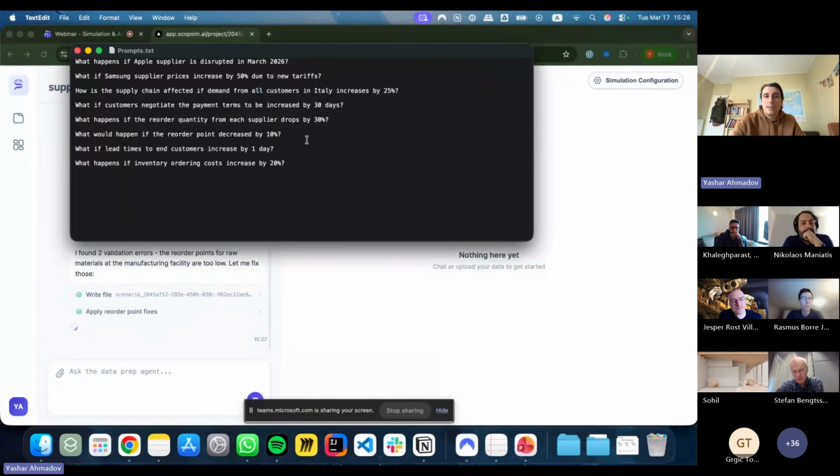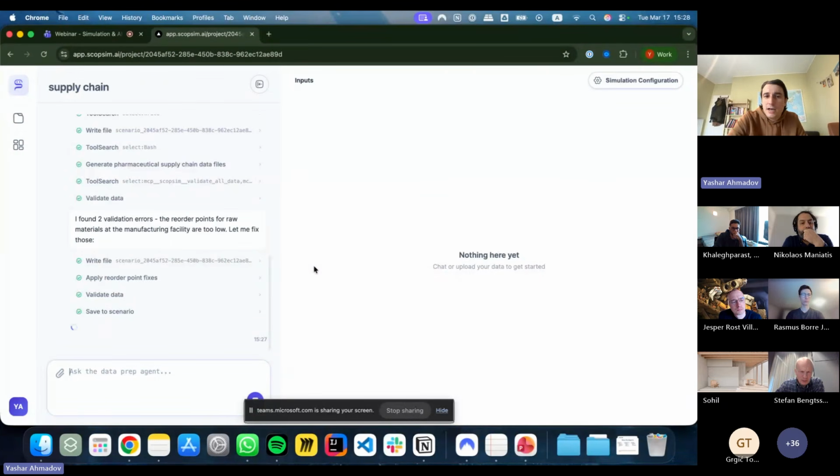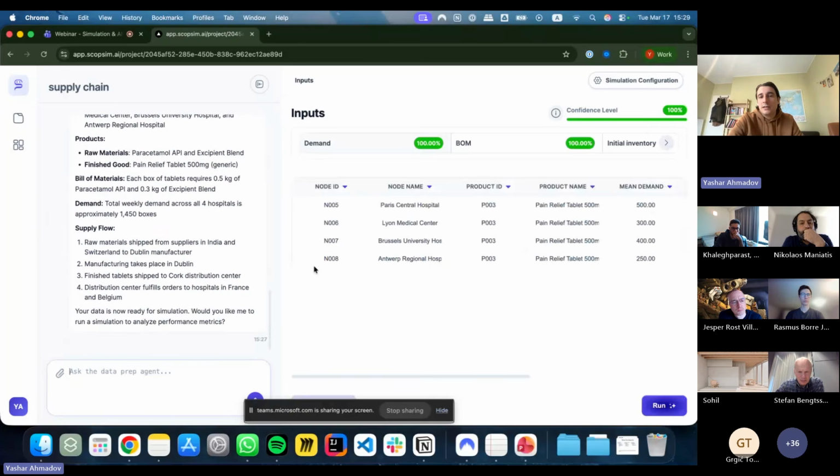What is the impact on our cash flows if we negotiate the payment terms? What would happen if lead times increase by 1 day? What are the inventory costs? A whole bunch of questions that people ask in the sales and operations planning meetings. This part AI can take care of.